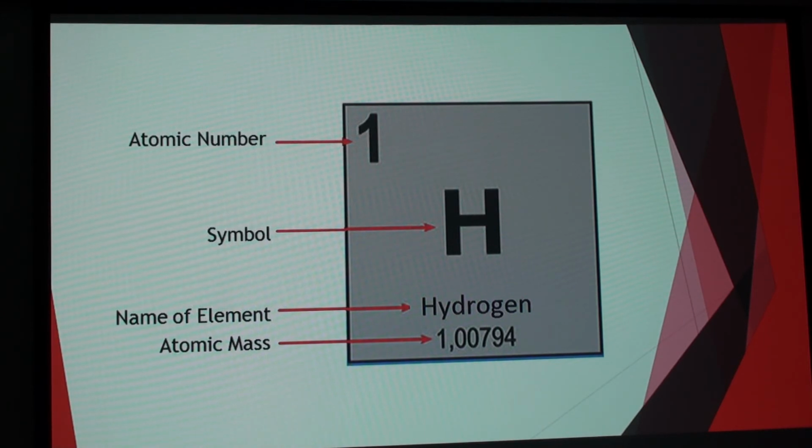And then lastly, we have the atomic mass, which is how much the atom weighs. The atomic mass tells us how many protons and neutrons together we have. For example, here we only have one proton in the nucleus, so we have a mass of 1. The 0.00794 would be how much the electron weighs, and that's not much. You can neglect it because it's such a small number compared to whatever the nucleus weighs. You can neglect it, and that's it.